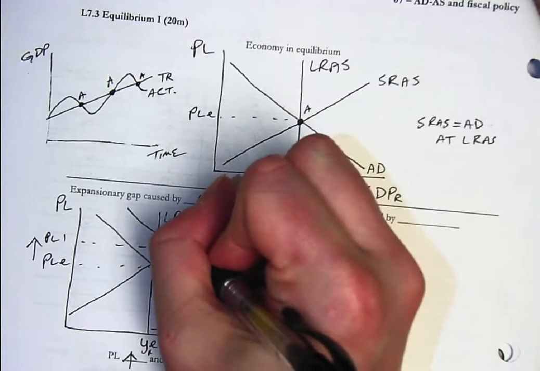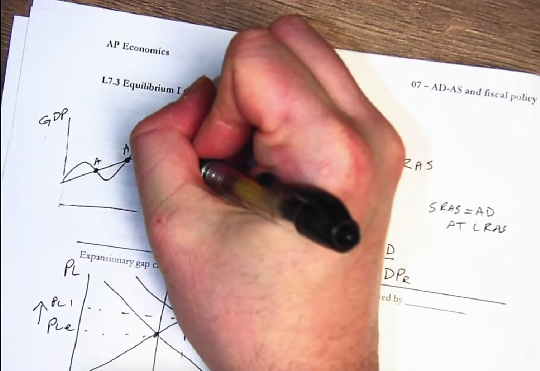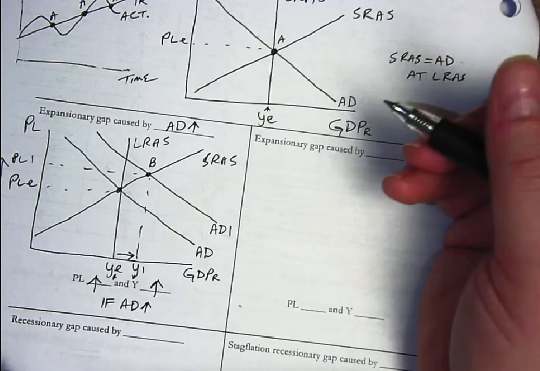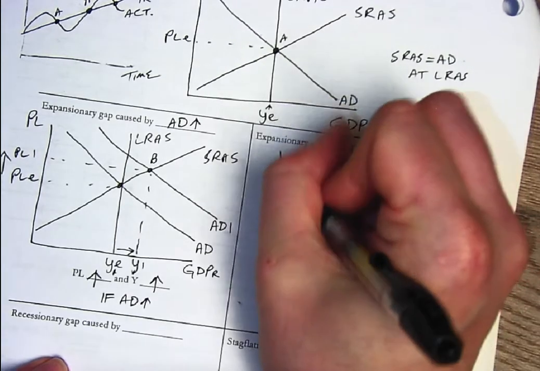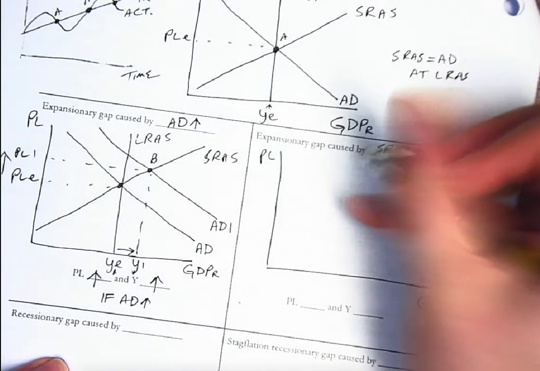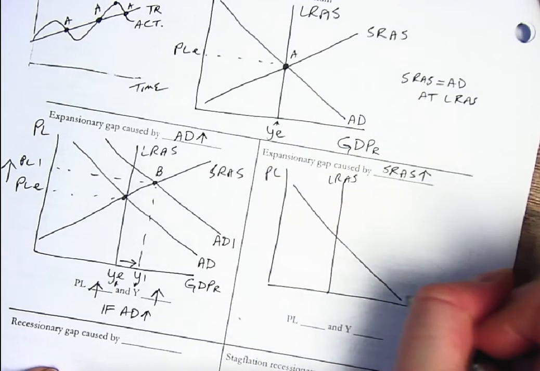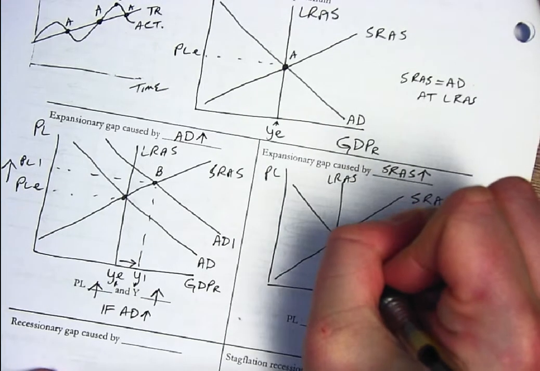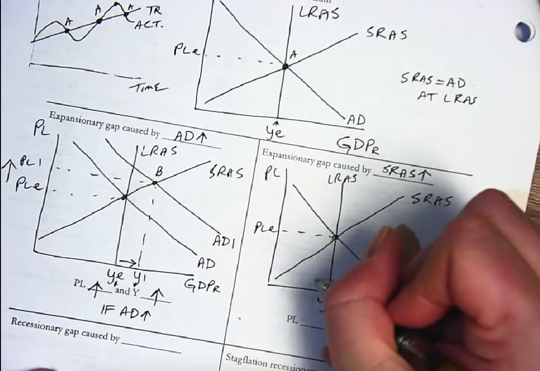And so if we said this is point B, and we used to have this point A here, point B would be like operating up here. You're operating a little bit beyond. Now let's take a look at an expansionary gap caused by SRAS increasing. Let's see what happens here. Okay, so GDPR, price level, and we're going to put the LRAS here. And again, we're going to start at the equilibrium, and we're going to work our way out of it to see what happens. So we start here at YE and PLE, and then we said SRAS goes up.